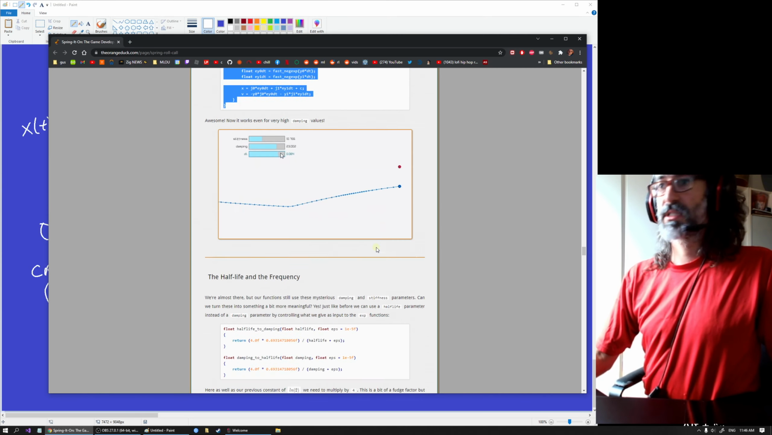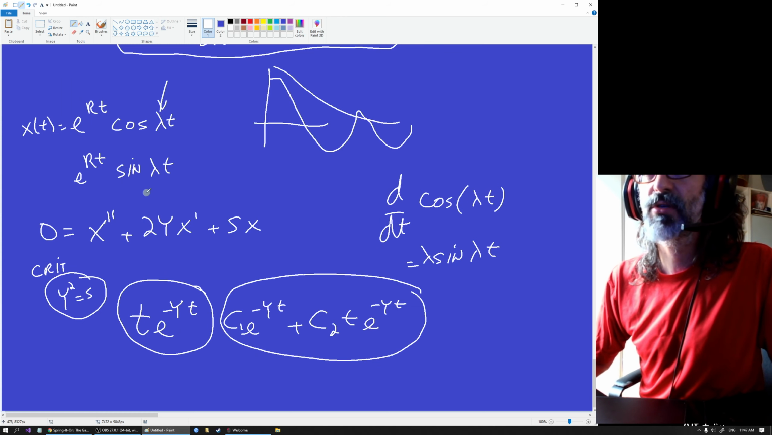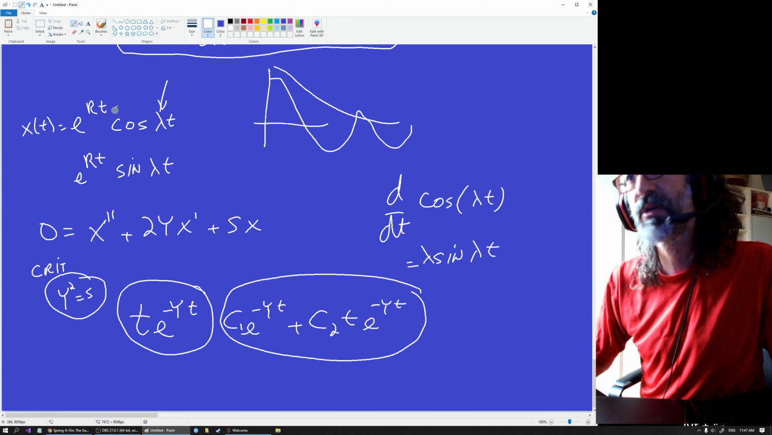So that was what I wanted to say today. So I guess the next step, if I was not lazy, I would actually do it and show the solutions directly for the critically damped and underdamped.